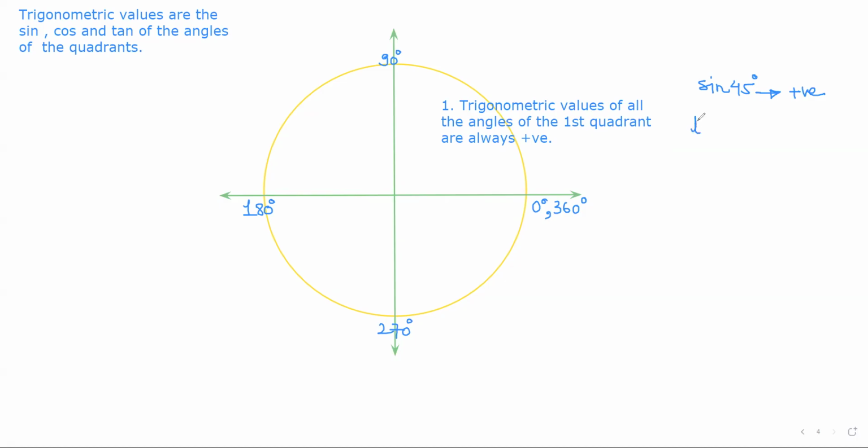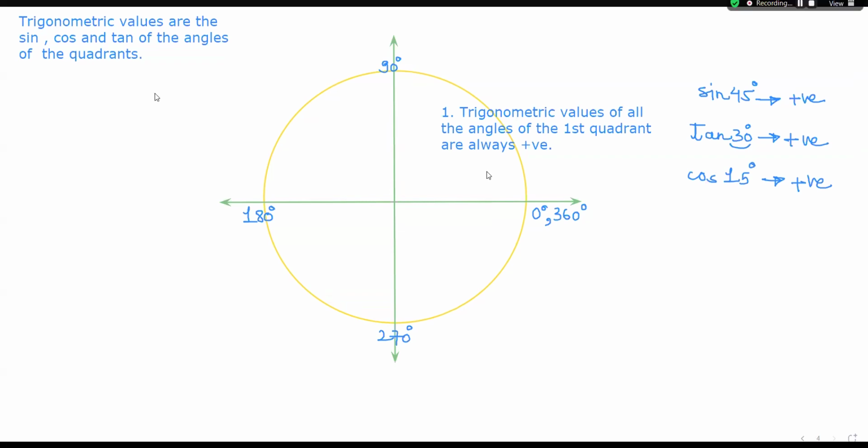If I ask you what is the nature of tan 30 degrees? This angle lies in the first quadrant, so it's positive. What can you say about cos 15 degrees? Positive or negative? Positive, right? I hope all of you understood this. Yes or no? Yes sir. Okay. Good. Shabash.